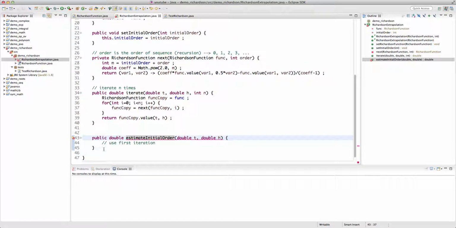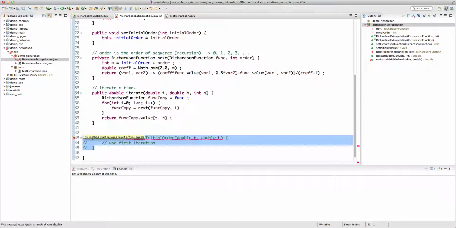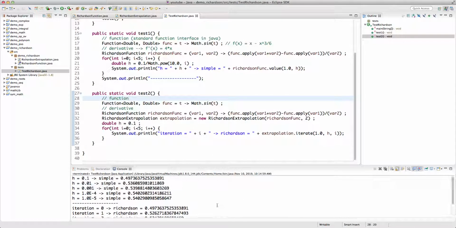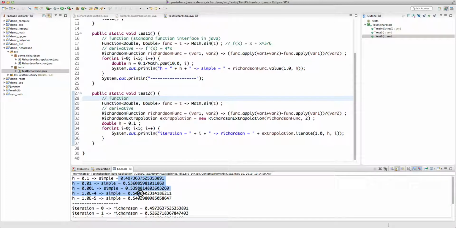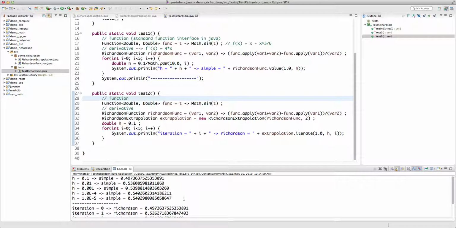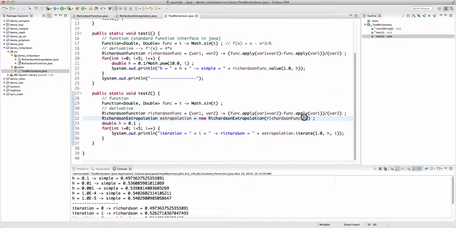Let's comment this out. Let's run this. Now as you can see, the forward approximation doesn't look like a quadratic error reduction. It's more like a simple linear error reduction. And then in the Richardson, I'm going to put this also as 1.